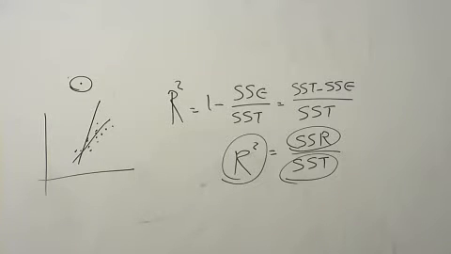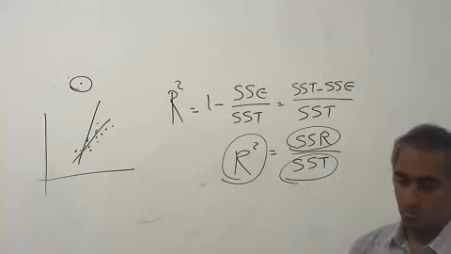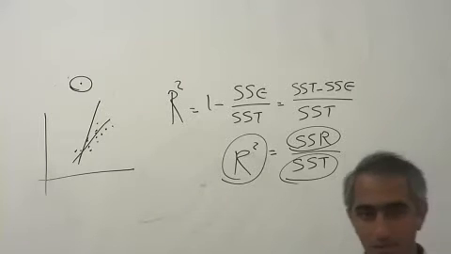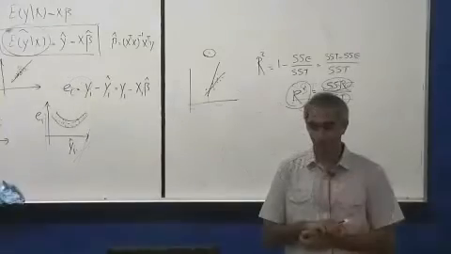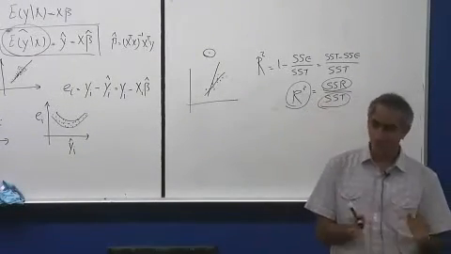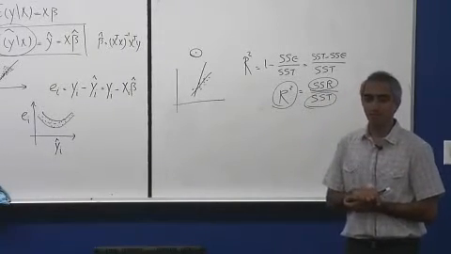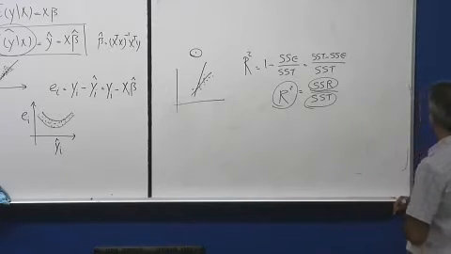So R squared is definitely between 0 and 1. More than 75% is good. Don't look for 95 or 99. Those numbers are not realistic. For homework and stuff, it's fine. But in reality, you should be lucky to get something like 75% R squared. Okay?